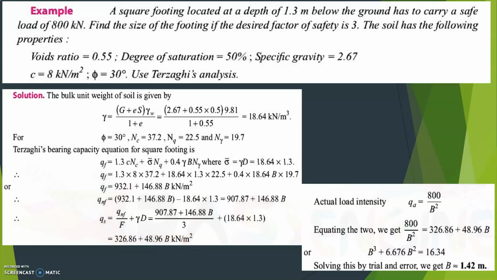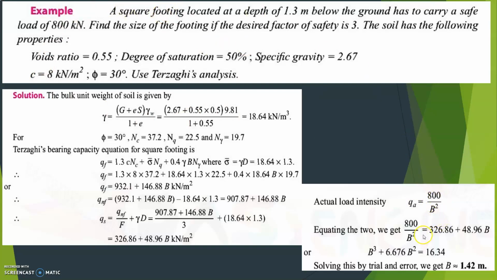Now what do we have to calculate? We have to find the size of the footing. All of us know what is given: load is given, right? It carries a safe load of 800 kilonewton. We know stress is equal to load divided by area. Here it is written in terms of intensity, so load divided by area. QA, this is the actual load, that is 800 kilonewton divided by area. This is a square footing, so area is B into B, that is B square.